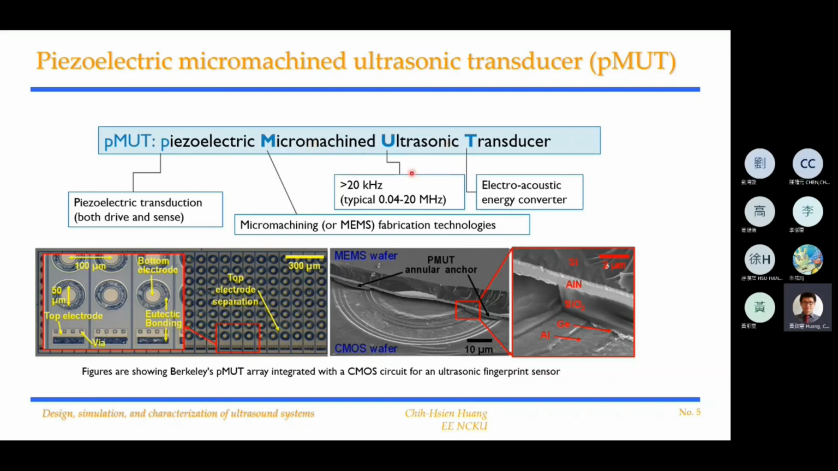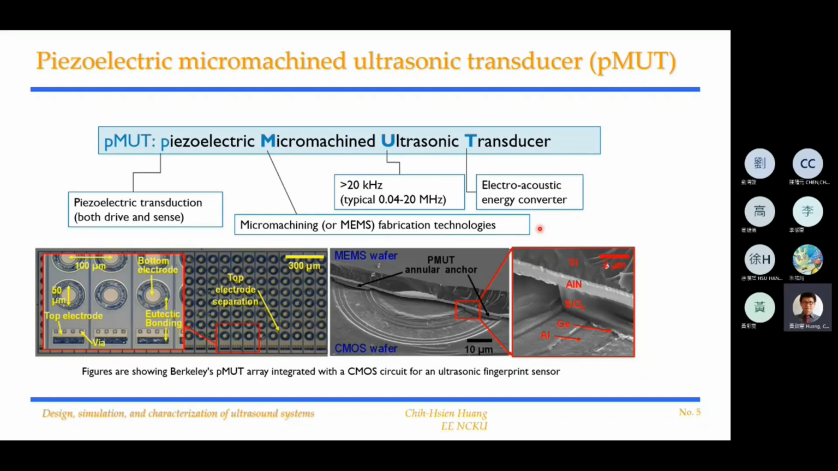Then ultrasonic, I think we are familiar with it. It means acoustic waves above 20 kilohertz, and typically in PMUT the range is between 40 kilohertz and 20 megahertz. And a transducer is a device that can convert energy. For PMUT, we convert between electrical and acoustic energy: either converting electrical into acoustic waves, or receiving acoustic waves and converting them to electrical voltages. So it's an electroacoustic energy converter.